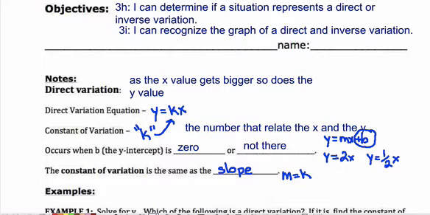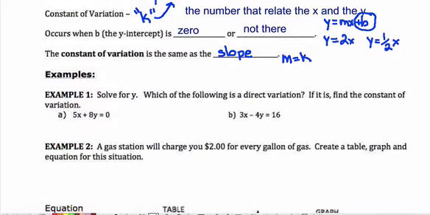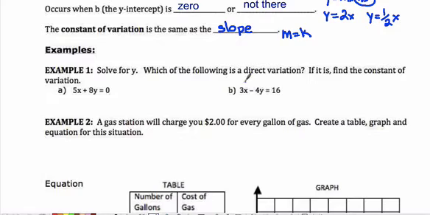All right, so let's take a look at an example here. Okay, so solve for y. Which of the following is a direct variation? If it is, find the constant of variation. So we're going to solve for y, so we're not going to actually find out what y is as far as a value or a number. We're just going to change this equation so the y is by itself.